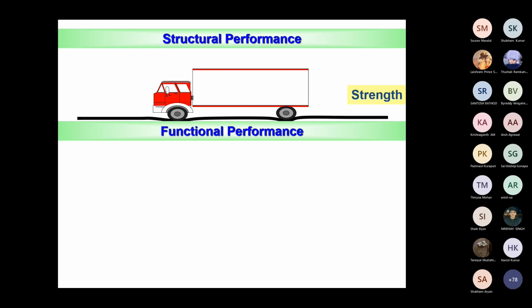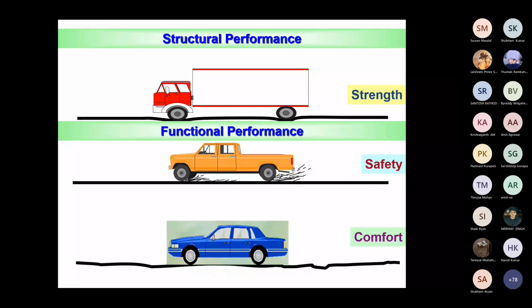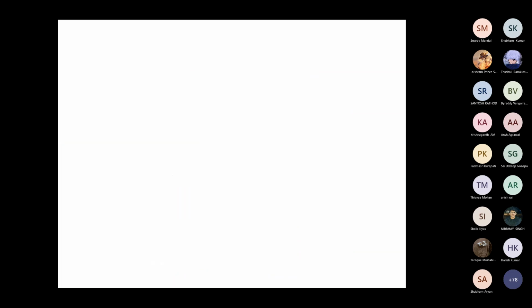The other aspect is functional performance, where the safety and comfort of the pavement matter. Structural means your pavement should have enough capacity to withstand the load of vehicles coming over it. Functional performance is related to safety and comfort, either with respect to roughness or skid resistance, etc.